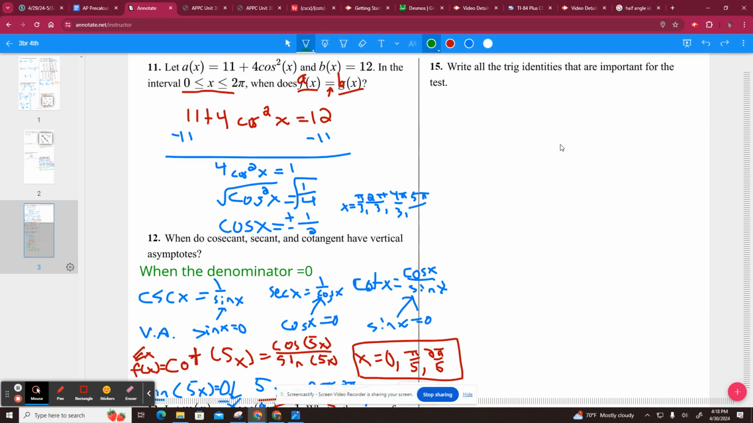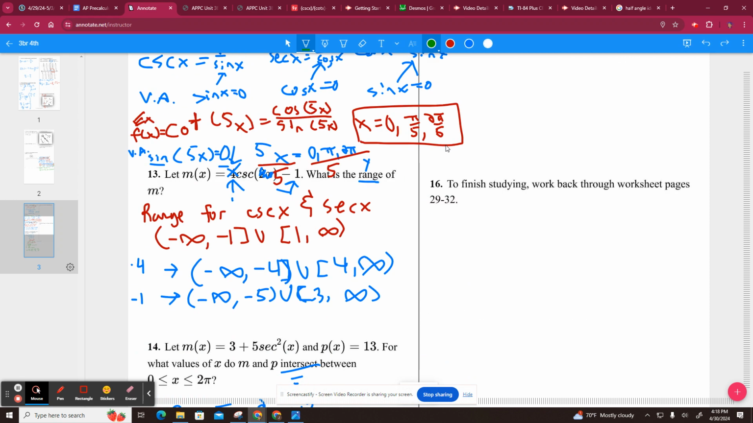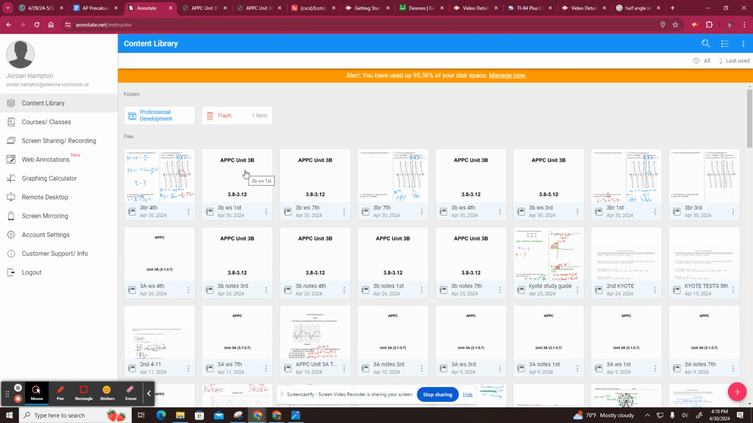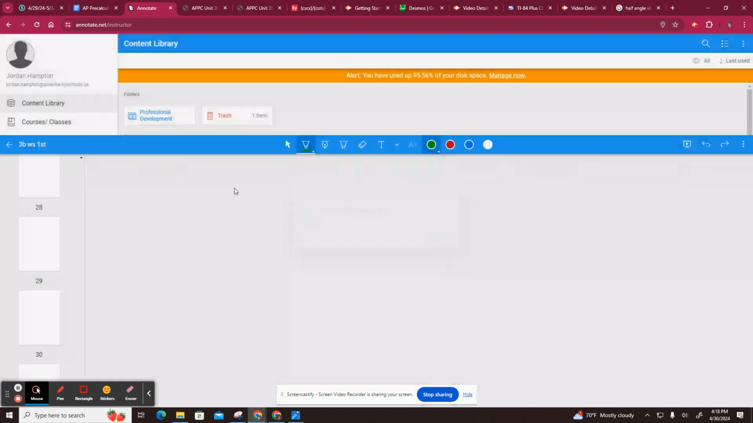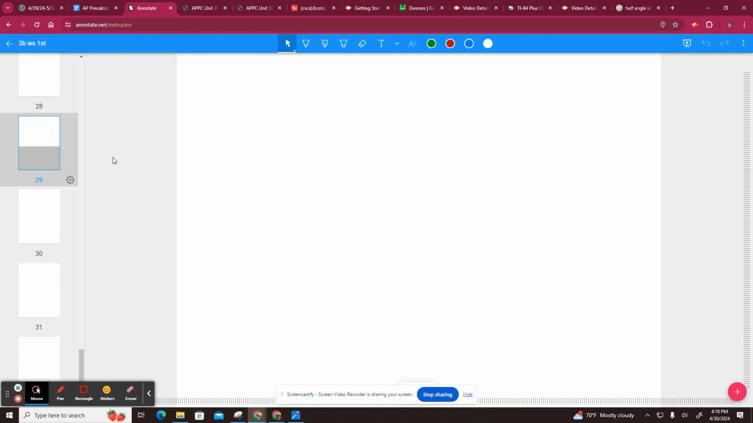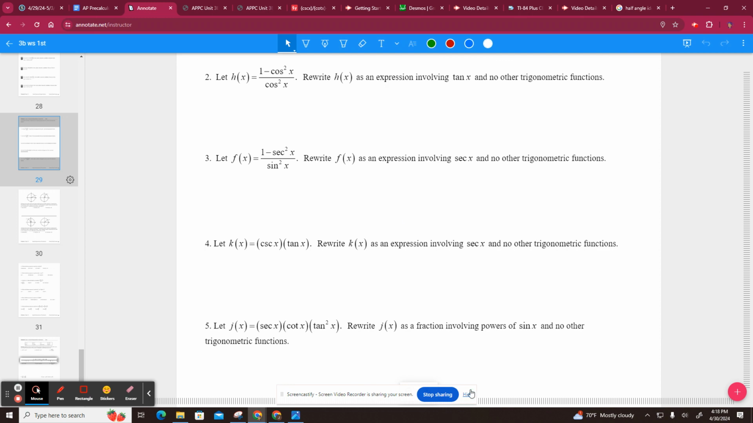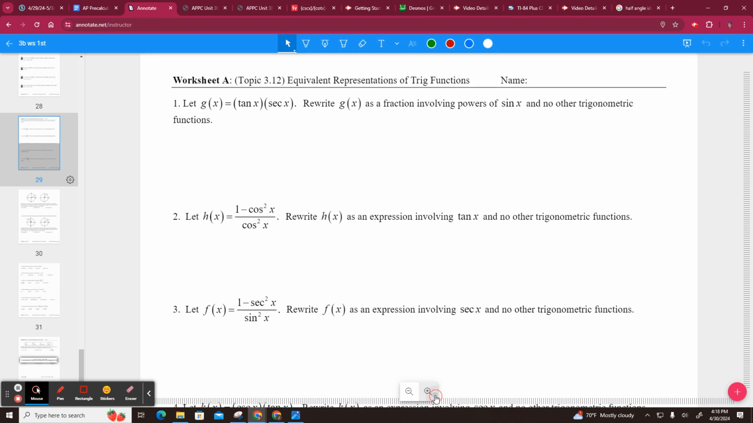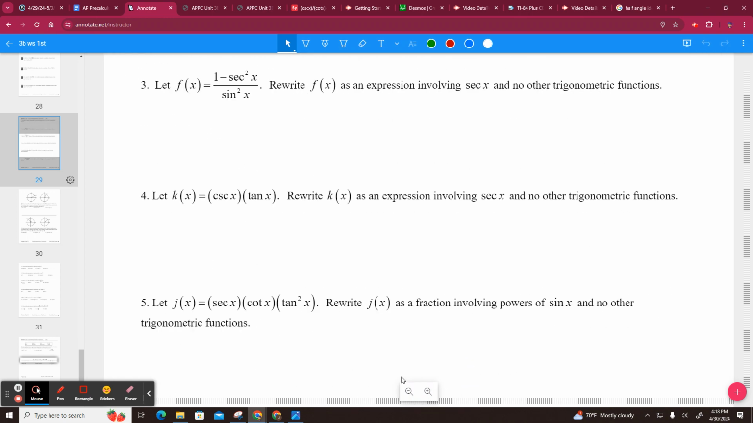On 15, just look at the review sheet, and on 16, it says to work back through worksheet pages 29 through 32. This really should say 28 through 31. It's off by one on my PDF, which is why I got that mixed up. So I can go through and work a couple from each page to help. So let's see. Let's say I'll start on page, is this 28? Yeah, I'll start on page 28.